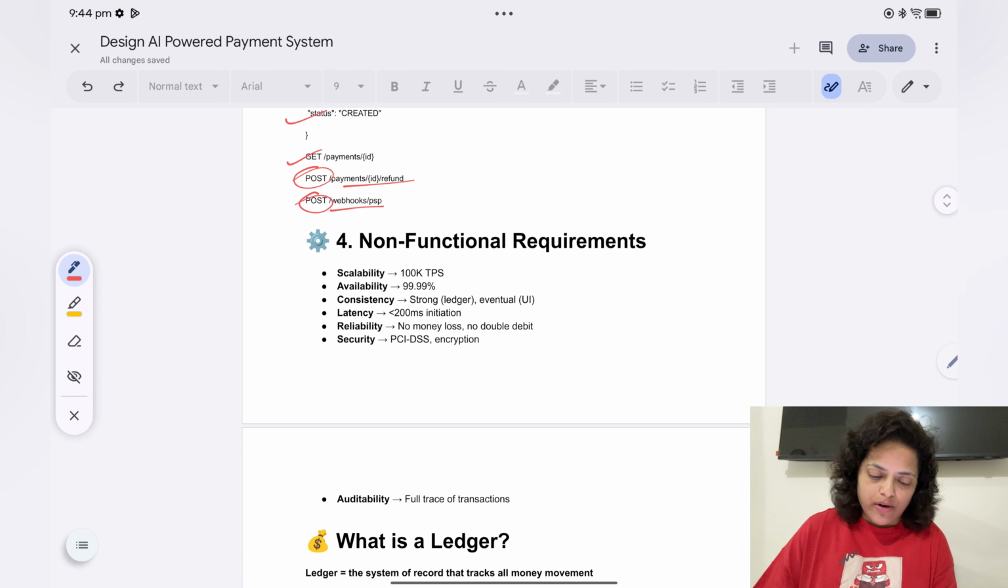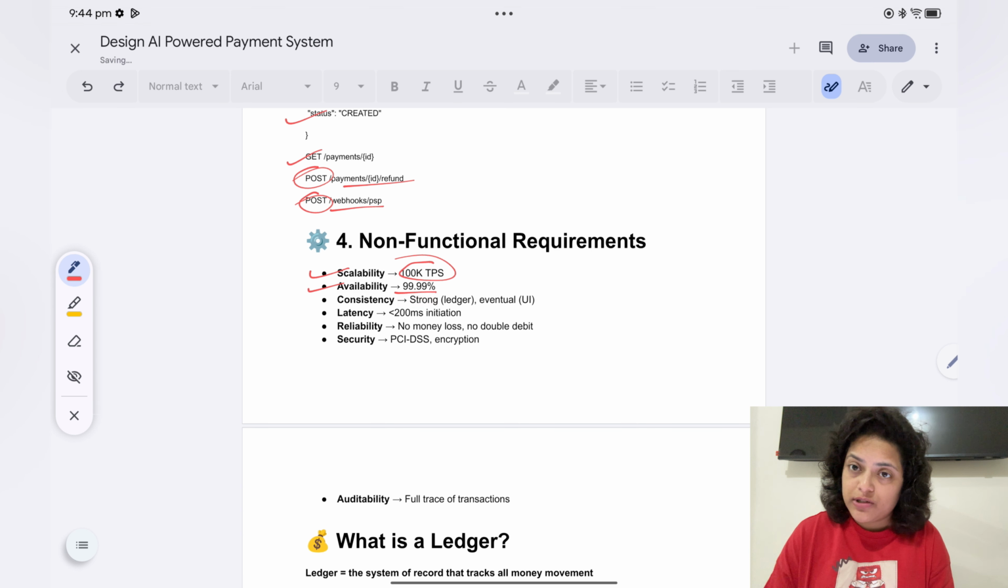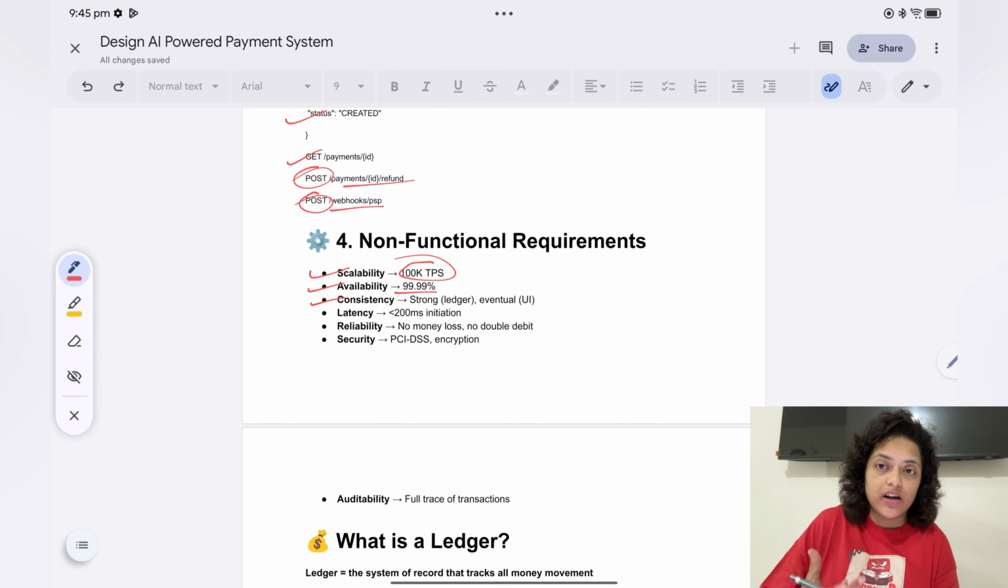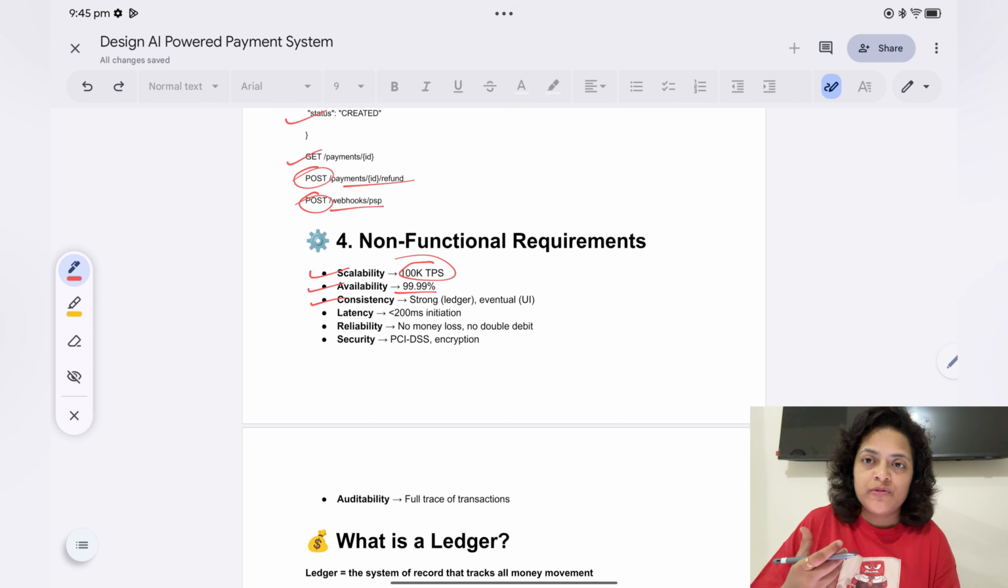Now non-functional requirements. Here, scalability: your system should handle 100,000 transactions per second. Now availability: 99.99%, your system should be available, no downtime. Then consistency: we will maintain one ledger, the single source of truth. Whenever you are doing any transaction, we will maintain that ledger.